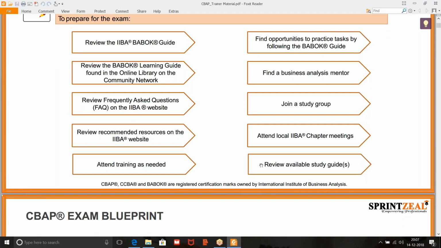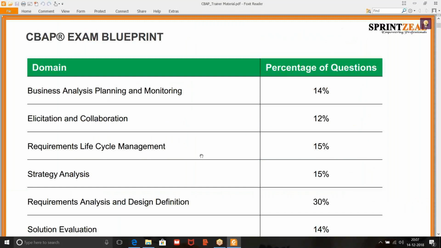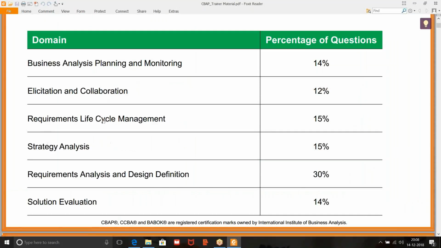So this is something very important. There are 6 domains: business analysis planning and monitoring. This is sort of the first stage I see in our business analysis work. 14% of the questions out of 150 will be on this area. Elicitation and collaboration, 12%. Requirements life cycle management, 15%. Strategy analysis, 15%. Requirements analysis and design definition is a very important part because 30% of the questions are covered here.